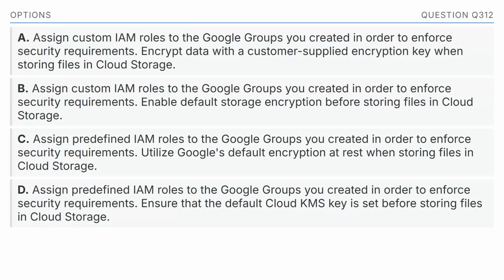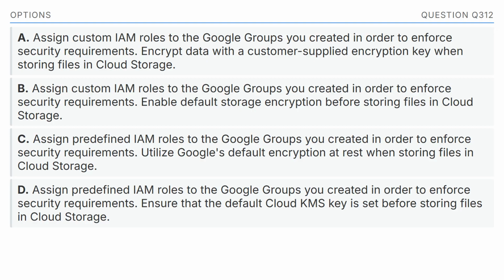The options are: Option A, assign custom IAM roles to the Google groups you created in order to enforce security requirements. Encrypt data with a customer-supplied encryption key when storing files in cloud storage. Option B, assign custom IAM roles to the Google groups you created in order to enforce security requirements. Enable default storage encryption before storing files in cloud storage.